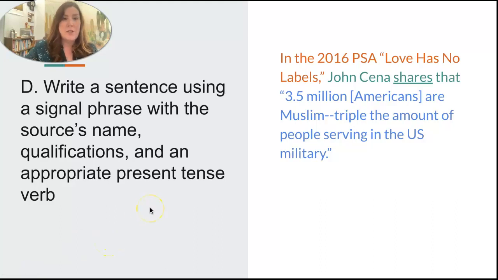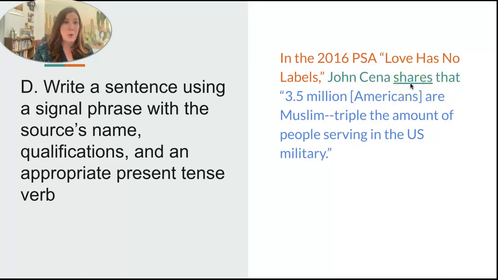Last one. Write a sentence using a signal phrase with the source's name, qualifications, and appropriate present tense verb. So what that really means is just to write a really good signal phrase, okay? So let's take a look at the example. In the 2016 PSA, Love Has No Labels, John Cena shares that, quote, 3.5 million Americans are Muslim, triple the amount of people serving the U.S. military. So you notice I don't have parentheses at the end of this one because I did a great citation in my signal phrase. I've got the year, I've got what type of source it is, I've got the title of it, and then I have my speaker's name, which is John Cena. And then here's my little verb, shares.